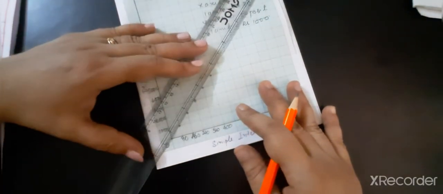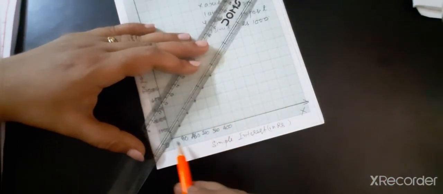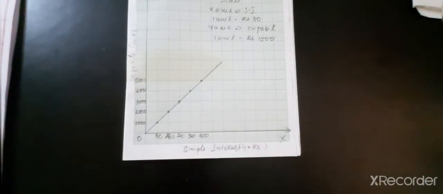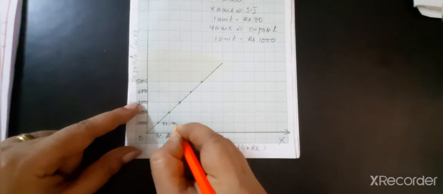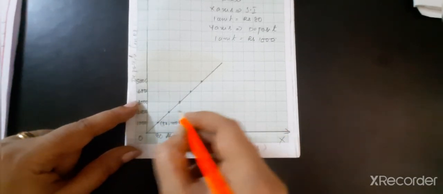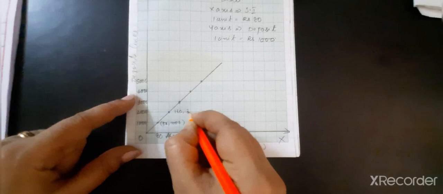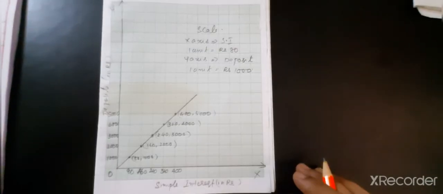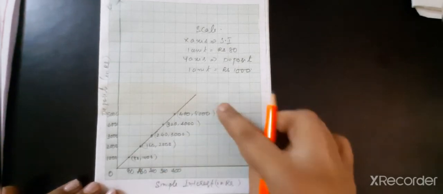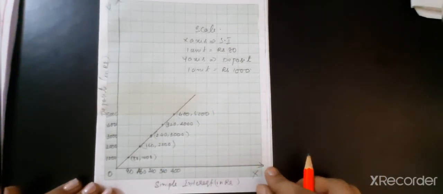When you see it, it is a straight line, a linear graph. Now you can mark the points, like 80 and 1000, 160 and 2000. Children, you can mark the points like this. Got it?